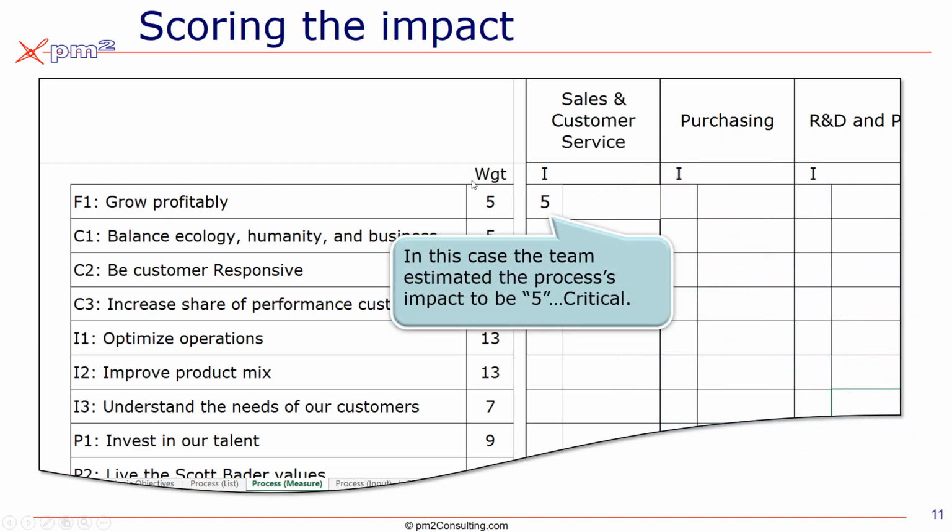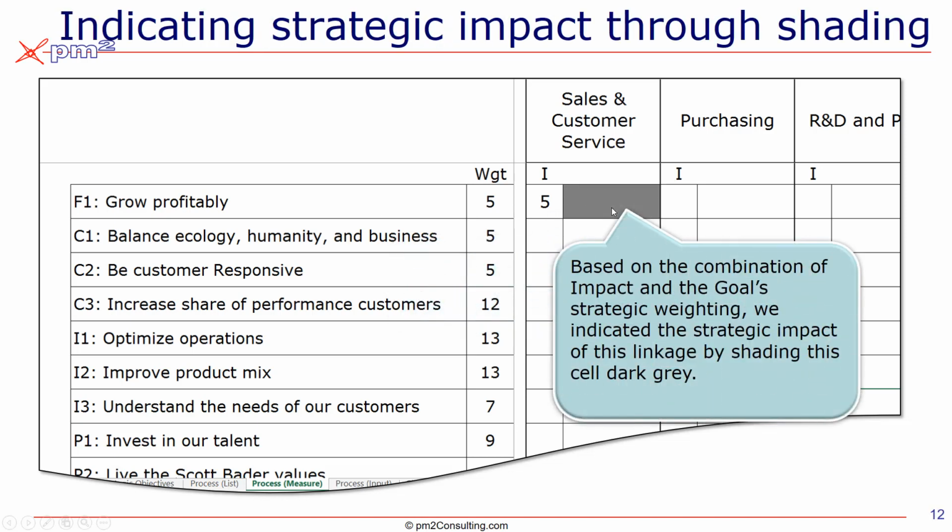So in this case, the team is scored at 5. They've said sales and customer service is critical to the success of Grow Profitably. So we're going to color that gray based on the combination of weighting and impact. In fact, we multiply the two, so this cell effectively has 25 strategy points.